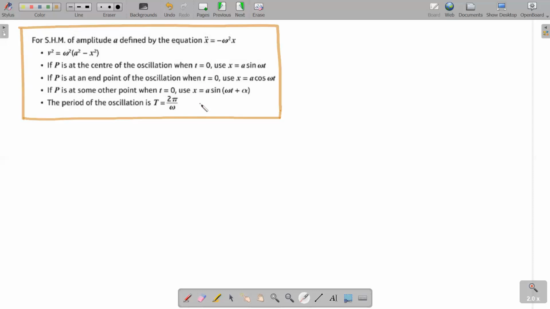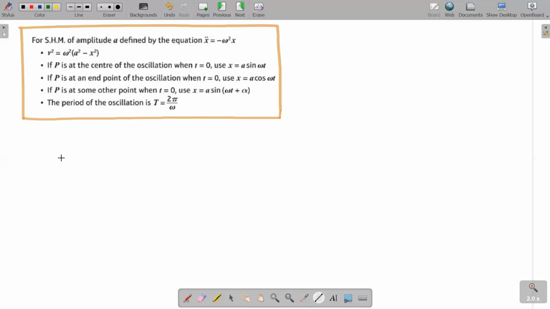So I did not go for the proof of the equation, because it's more important that you understand how to use these equations. It's not the proof required here, but the way to use these equations that you'll be tested on in the exam. So they say if P is at the center of the oscillation, when t is 0, use x equals A sine omega t. What does that mean?